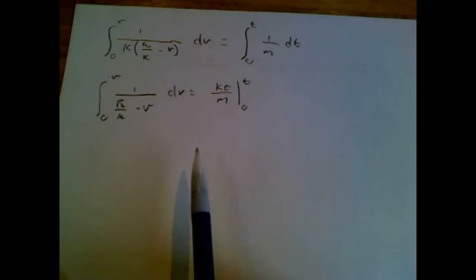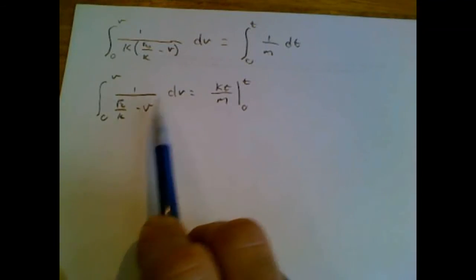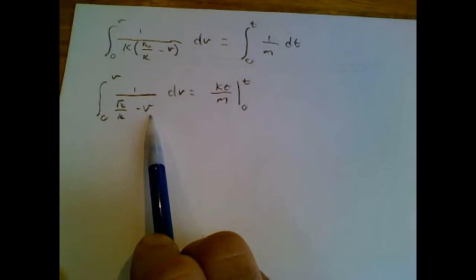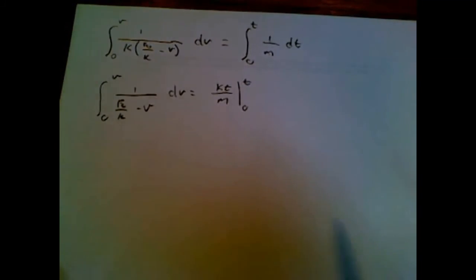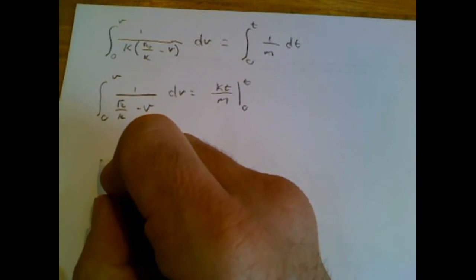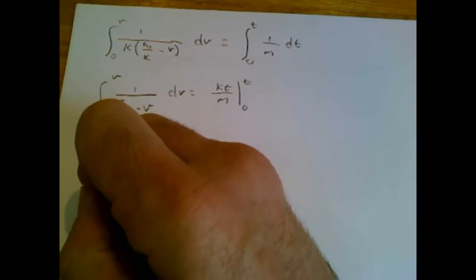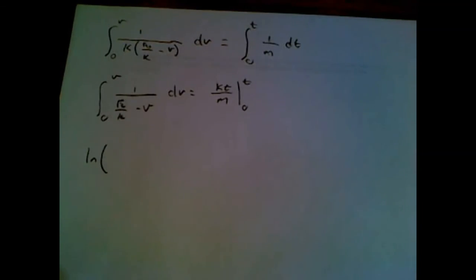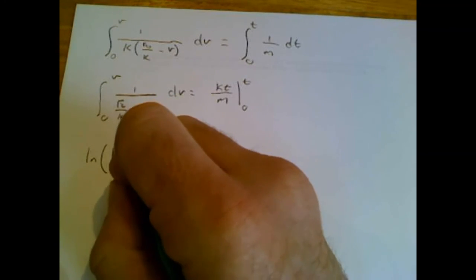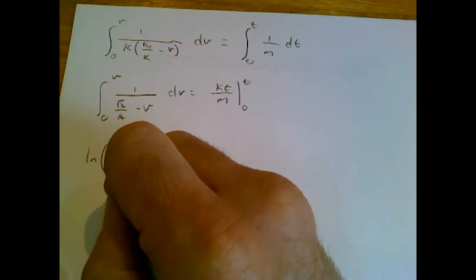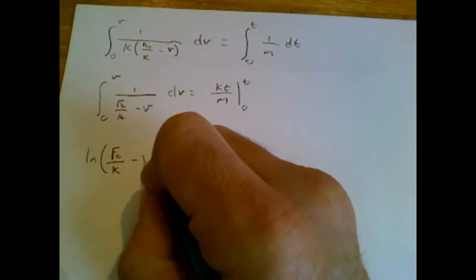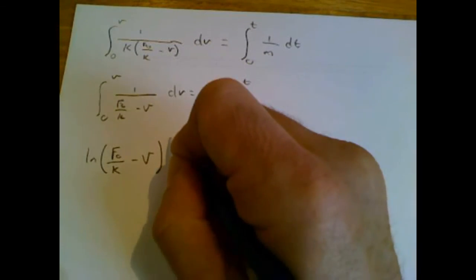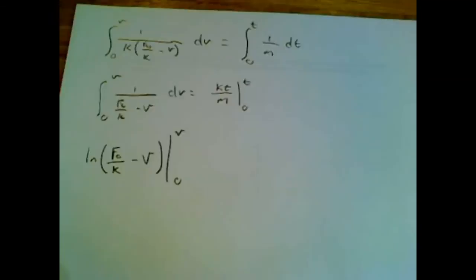That's easy. Now the left side, I like that better. Got rid of that k. That was a little bit confusing for me. dv over f naught over k minus v. That's going to be my natural log. So here I now have the natural log of f naught over k minus v from 0 to v.